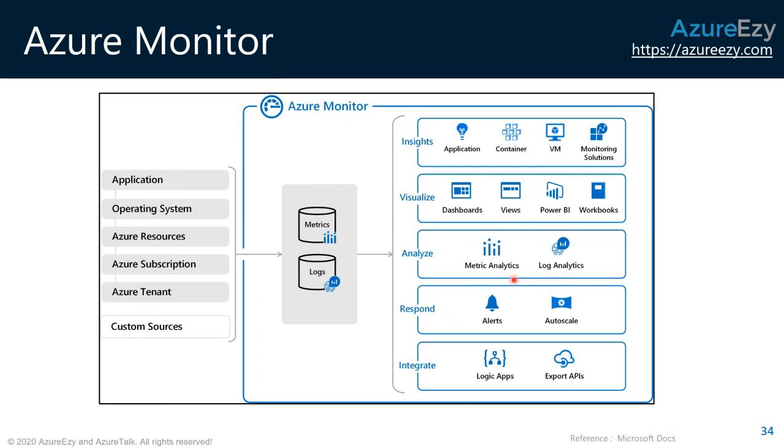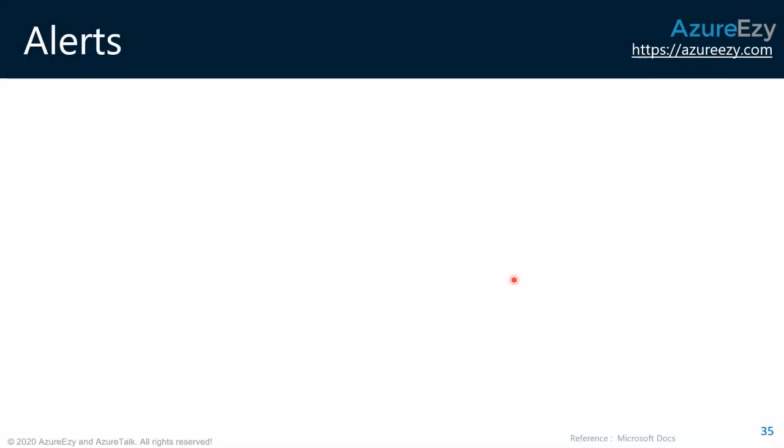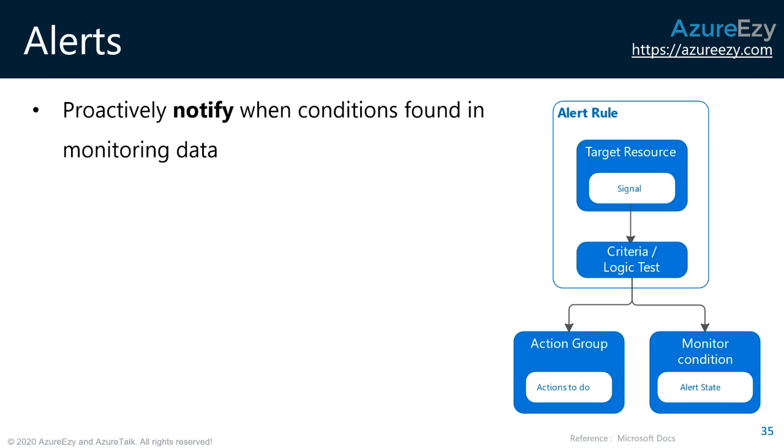Now moving ahead, let's discuss the alert that we were discussing in the previous slide. What is this alert actually? An alert is something which proactively notifies when some condition is met, or some condition is found in your monitoring data.